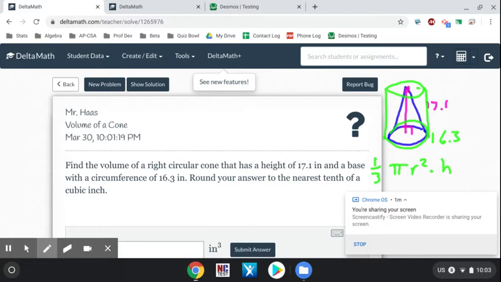Now, to solve this, we're going to have to know what the radius is, and I don't know the radius because all they gave me was a circumference. So I'm going to pull out the formula for circumference. It's going to be 2 pi r, and if my circumference is 16.3, I'm ready to find out what my radius is. So the first thing I'm going to have to do is review what we were doing last week. Divide by 2 pi to get your radius. And then we'll go into Desmos.